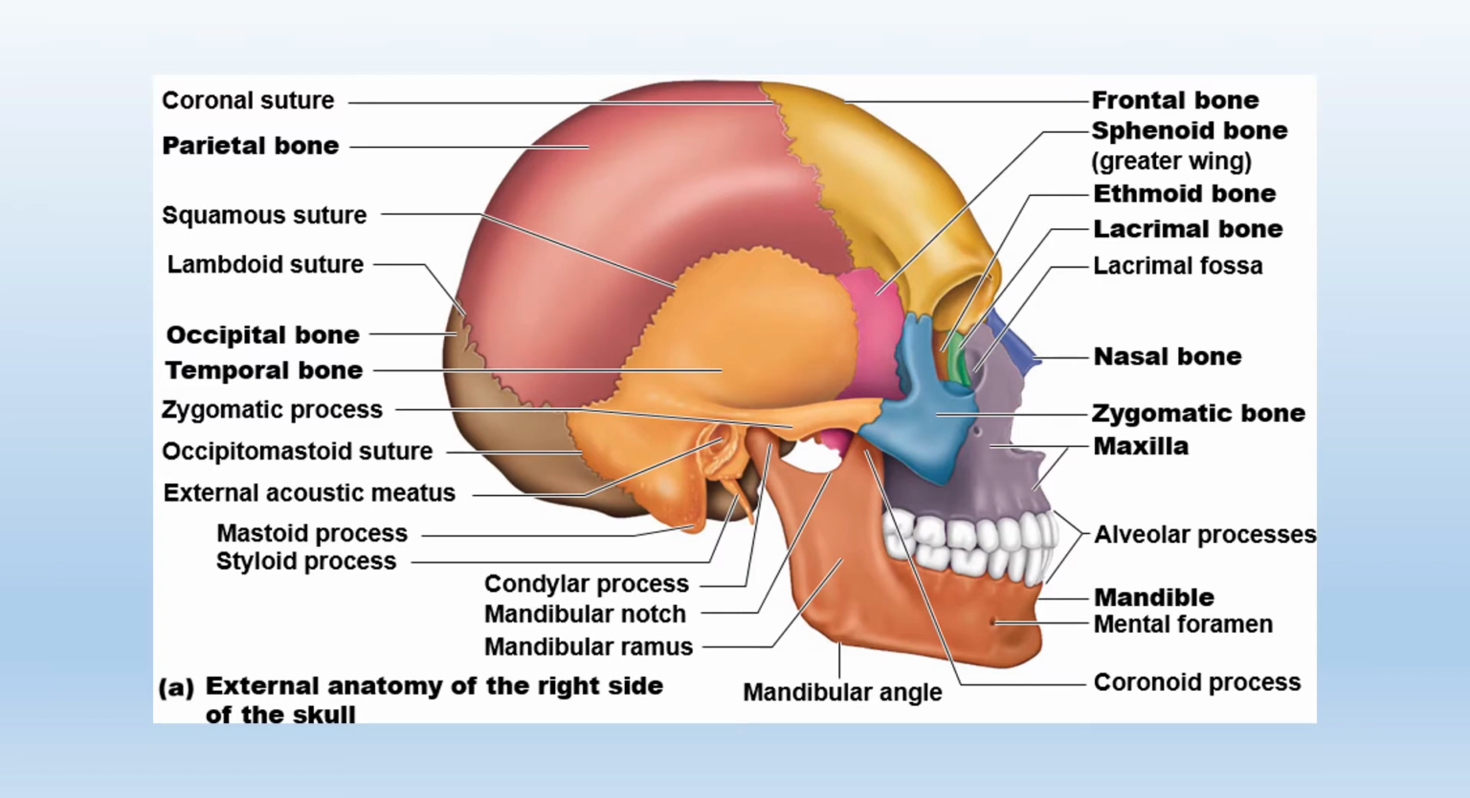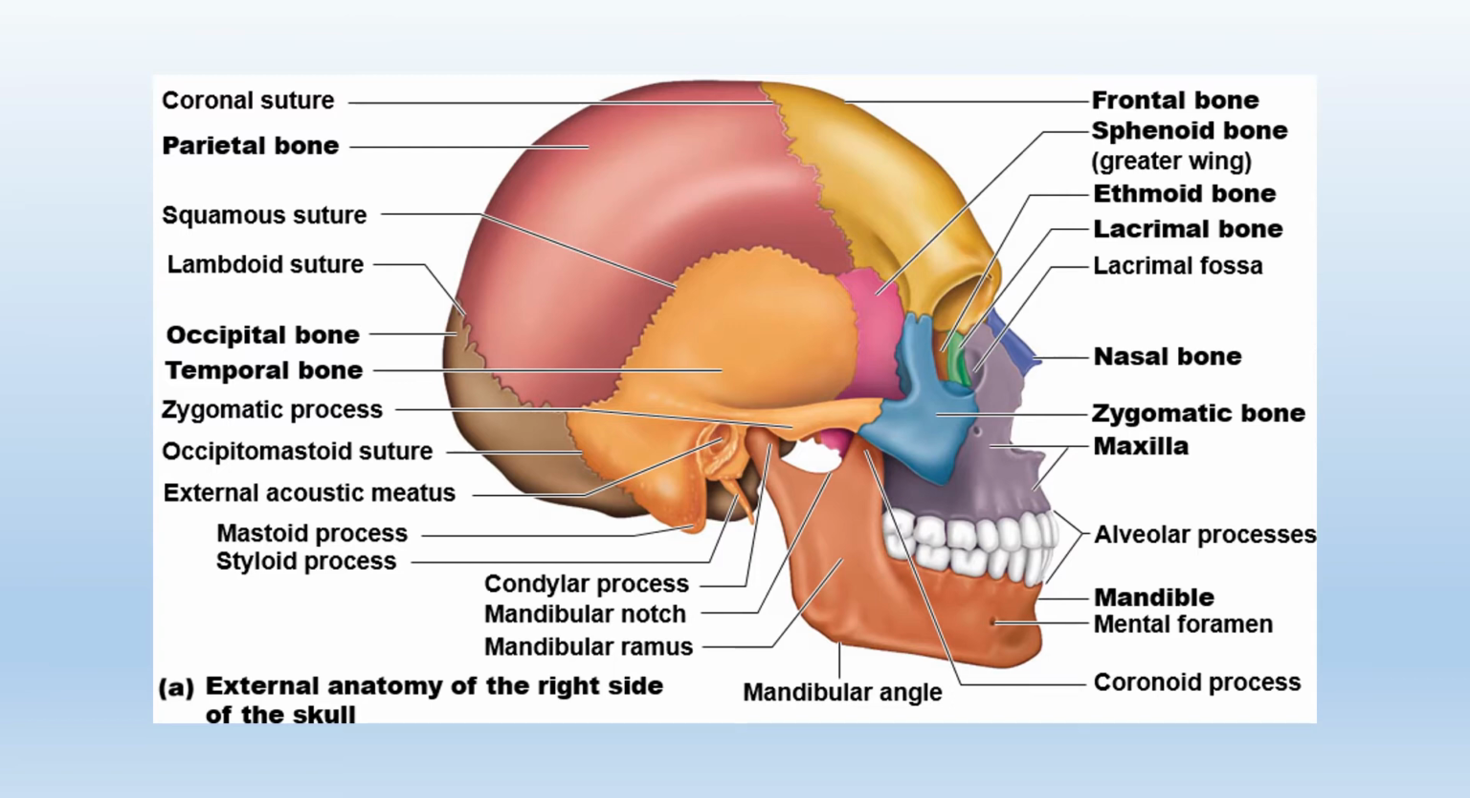After that, we have the external acoustic meatus. This is where your ear attaches. It allows for the passage of sound waves to enter the inner ear. Also seen from this view, 2 of the processes from that list.